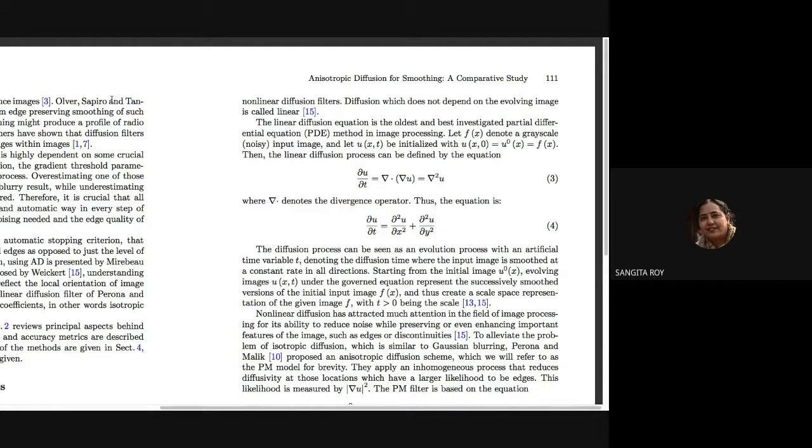The diffusion process can be seen as an evolution process with an artificial time variable t denoting the diffusion time, where the initial image is smoothed at a constant rate in all directions, starting from the initial image u0(x). Evolving images u(x, t) under the governing equation represent successively smoothed versions of the initial image f(x), and thus create a scale space representation of the given image f, where t greater than 0 is the scale.